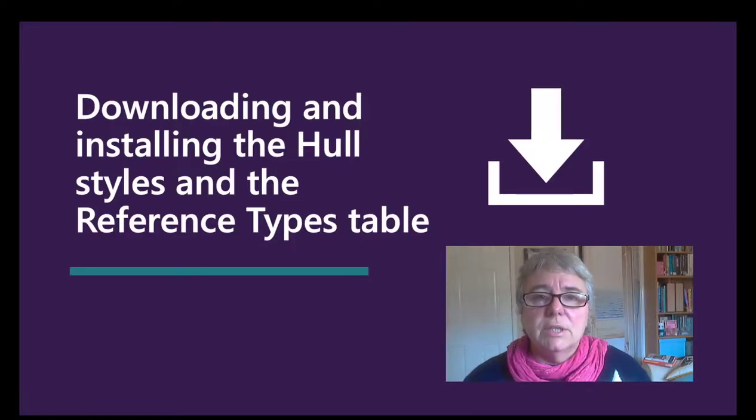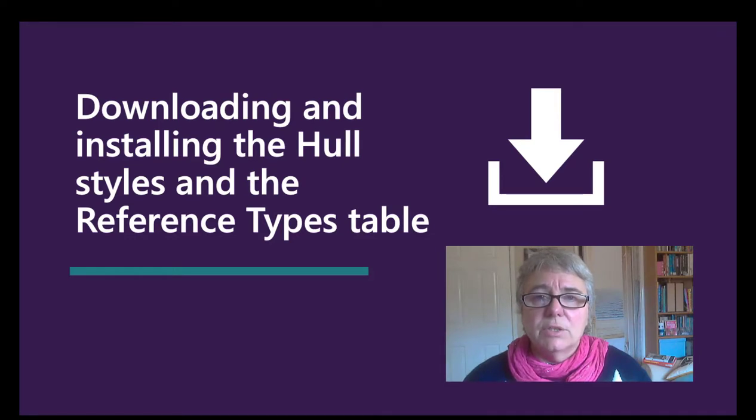We're now going to look at downloading the referencing styles and the reference types table that goes along with these. If you're using APA or the Royal Society of Chemistry, the styles will already be in EndNote and you don't need to do either of these. You'll just need to select them from the list at the end.